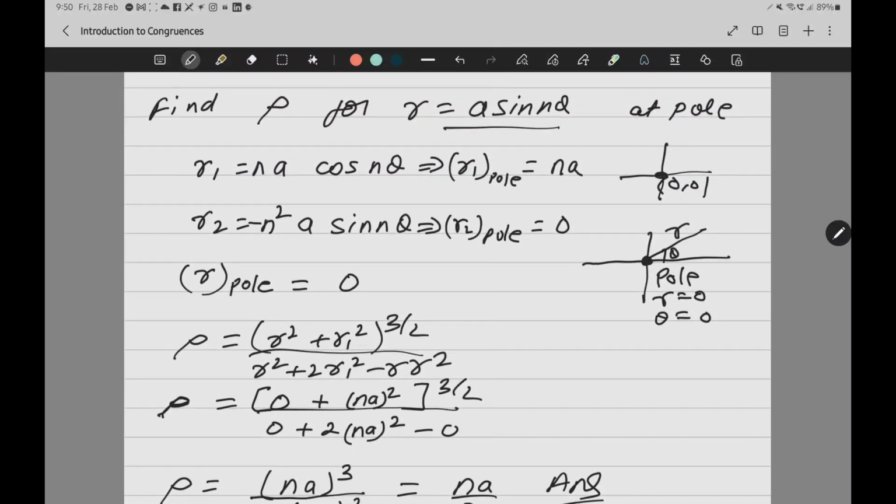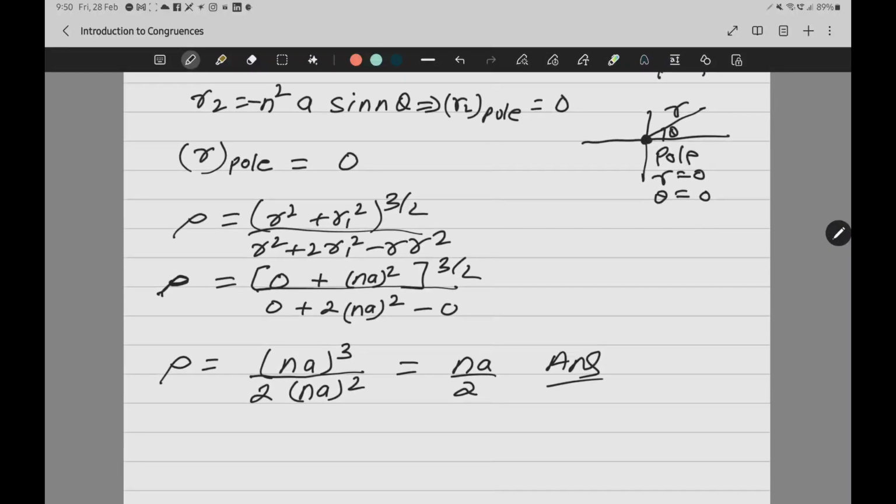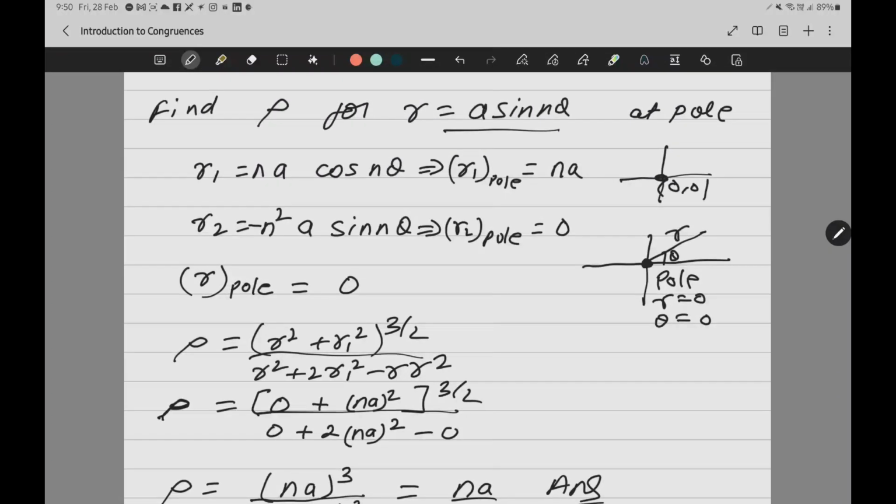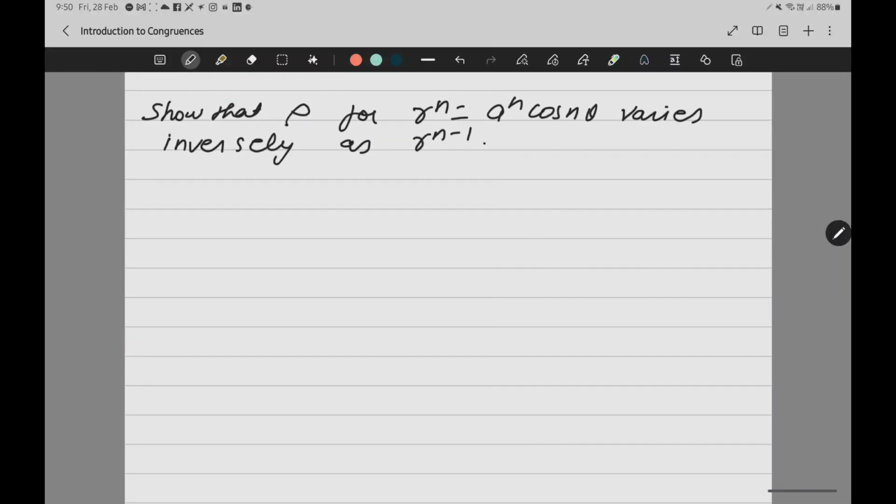Let me check. Okay, the question was to find the radius of curvature, right? So I got the answer as NA by 2. Correct? So I am done with this question also. Sometimes when they give the point, it becomes easy because these values will be small. Okay, let's see one more question.